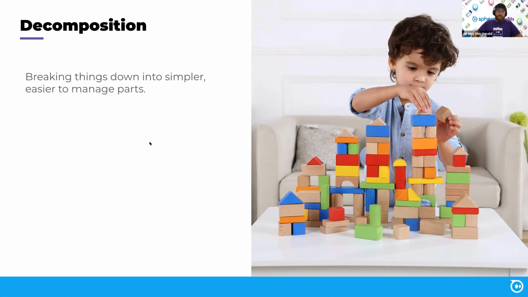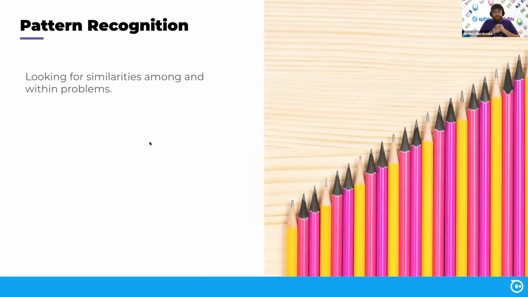Pattern recognition essentially is looking for similarities within a problem that you've experienced before or that you're encountering now. What you're doing is trying to find patterns that you can see happening across different situations that you've been in.